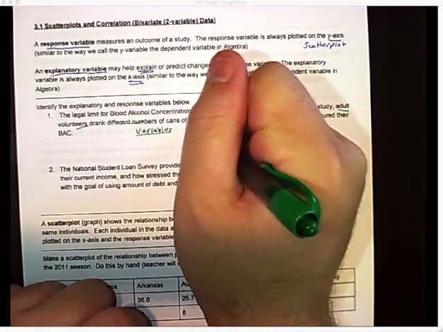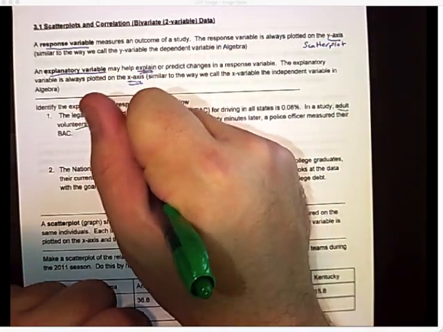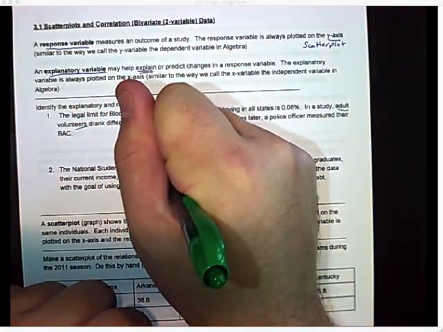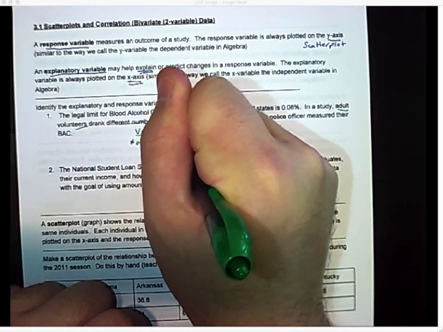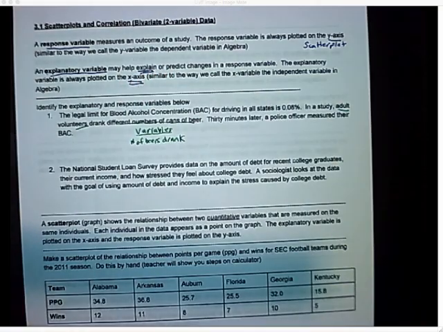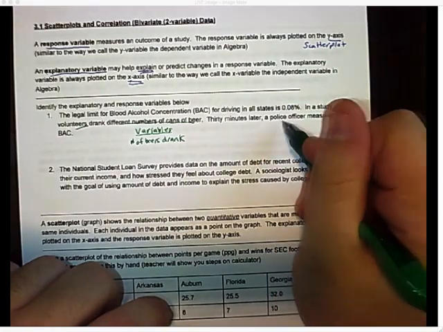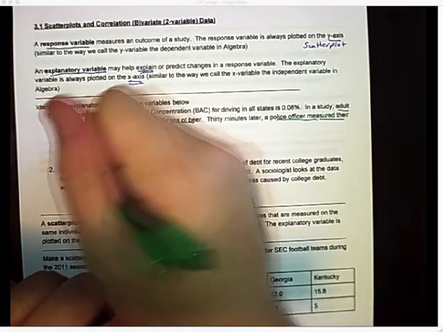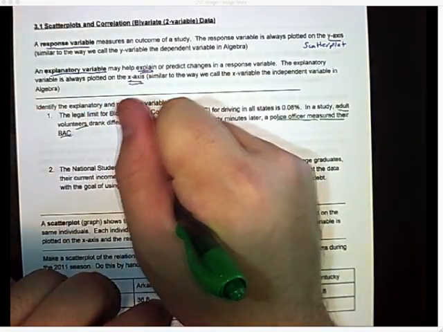Here it says adult volunteers drank different numbers of cans of beer. So the number of beers drank is one variable. It says 30 minutes later, a police officer measured their BAC. So BAC level is the other variable.